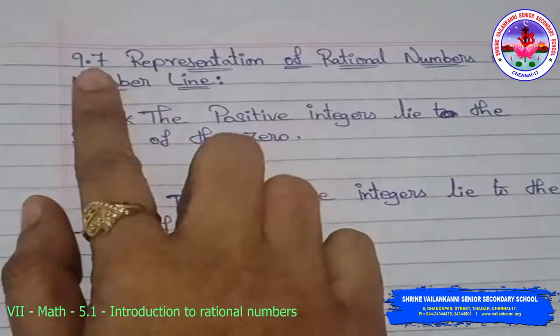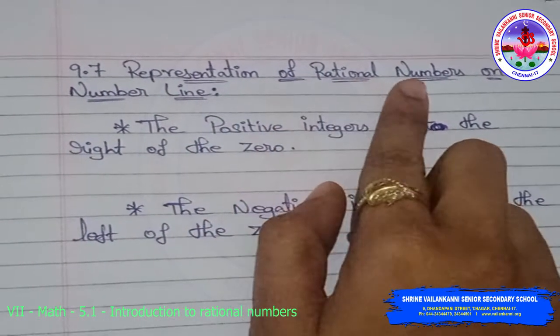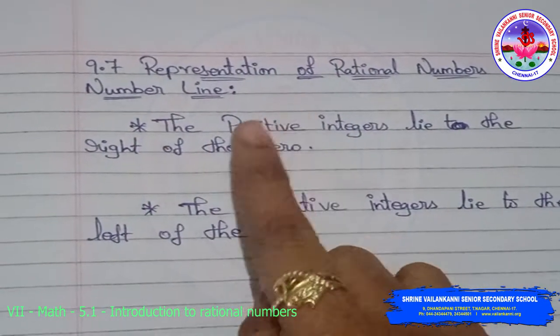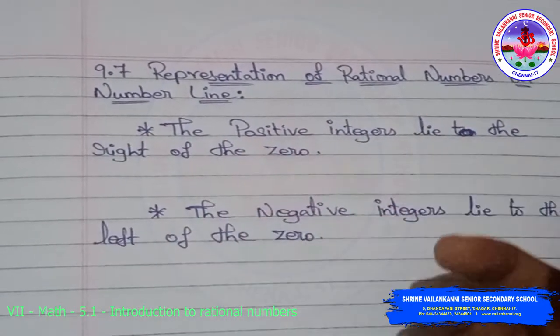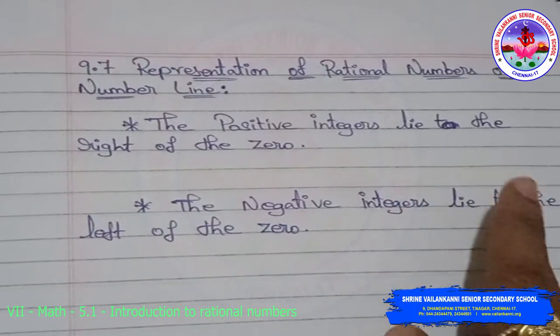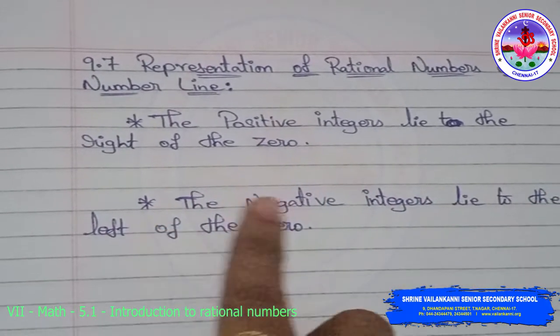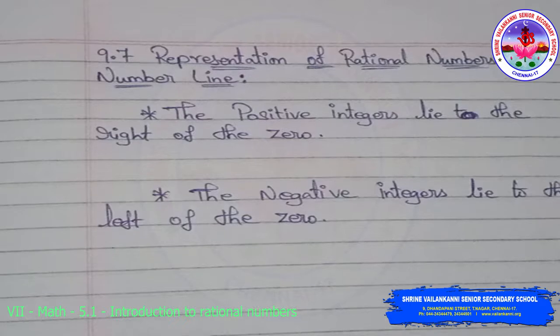Topic is 9.7, representation of rational numbers on the number line. The positive integers lie to the right of the 0. The negative integers lie to the left of the 0. Now draw the number line.